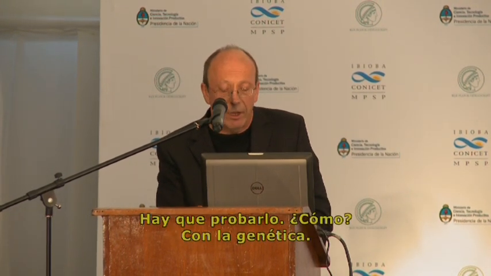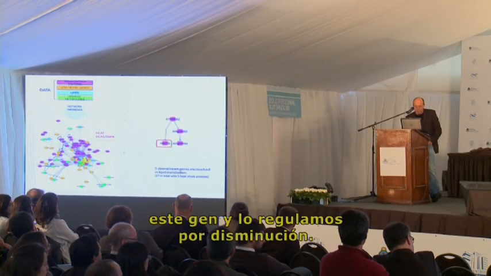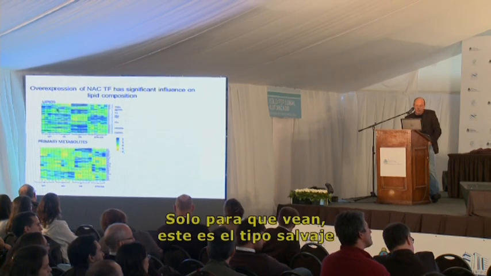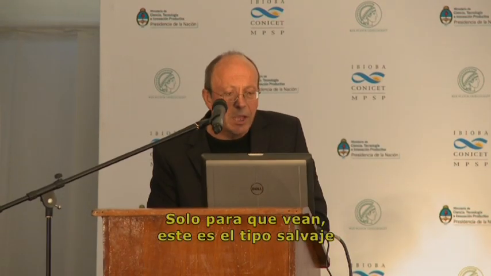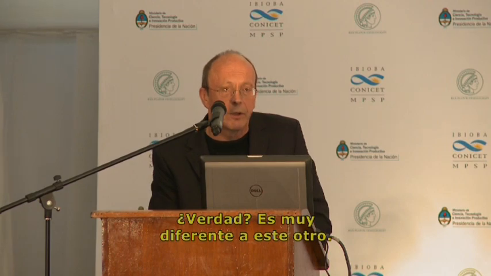How do you test this? Of course, genetically. So what we did is we did transgenic lines where we overexpressed and downregulated this gene, and then did metabolic and lipidome analysis. And just to show you, this is the wild type, and this is the overexpression line. If you look at the lipids, for example, there's a massive change, right? This is very different from this one, okay?